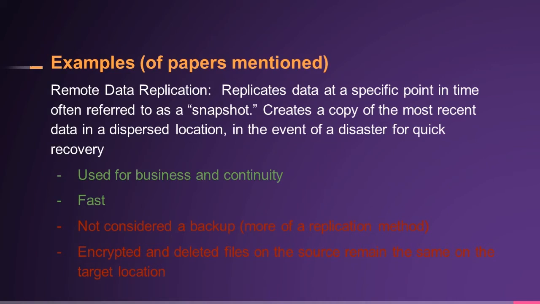that we found that we used some of the methods for was remote data replication. What this encapsulates is it replicates data at a specific point in time, and it's often referred to as a snapshot. So similar to the first one I just discussed, it creates a copy of the most recent data in a dispersed location in the event of a disaster for quick recovery. The positive of this is that it's fast and it's also used for business continuity. And the negative is that it's not considered a backup, similar to the previous one. And encrypted and deleted files on the source remain the same on the target location.